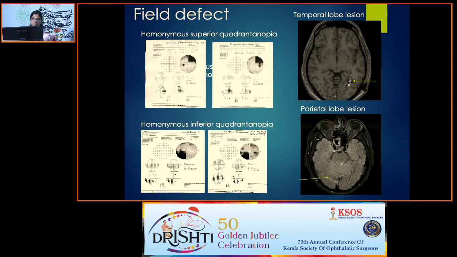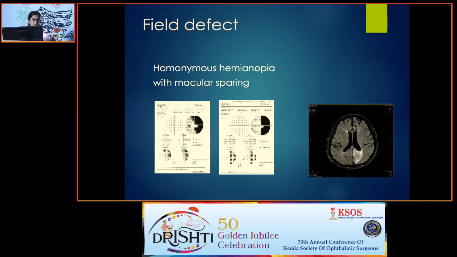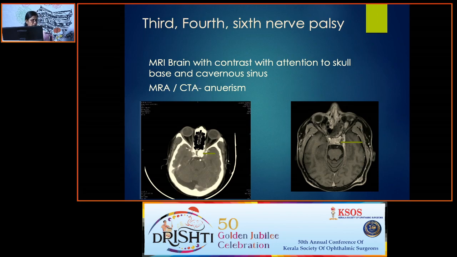If the field defect is quadrant anopia, it has localizing value. With homonymous superior quadrant anopia, the lesion is in the temporal lobe, and with homonymous inferior quadrant anopia, the lesion is in the parietal lobe. And homonymous hemianopia with macular sparing occurs in occipital lobe lesions, and you can see the infarct in the posterior cerebral artery area.